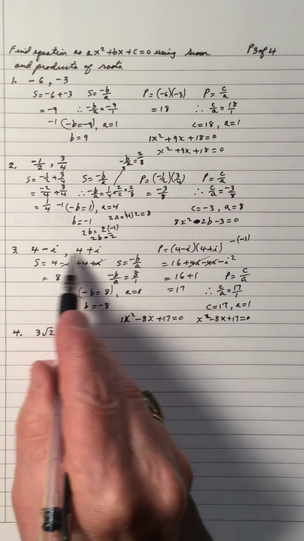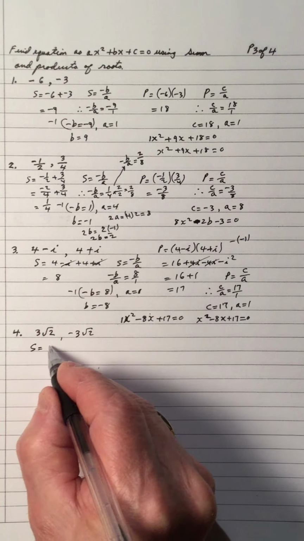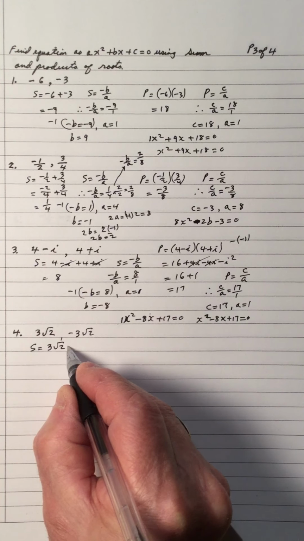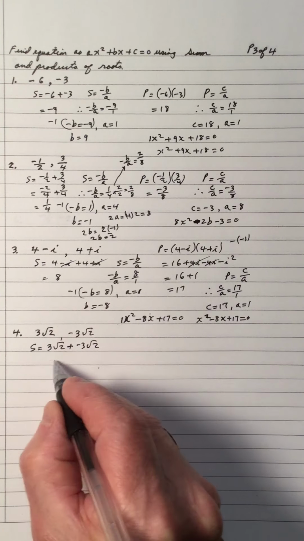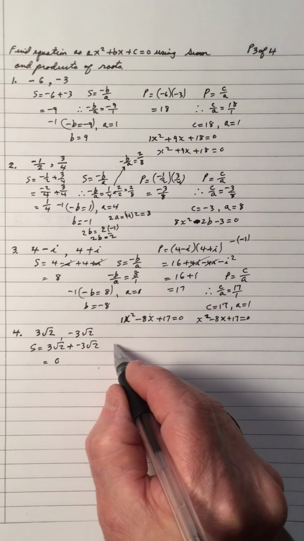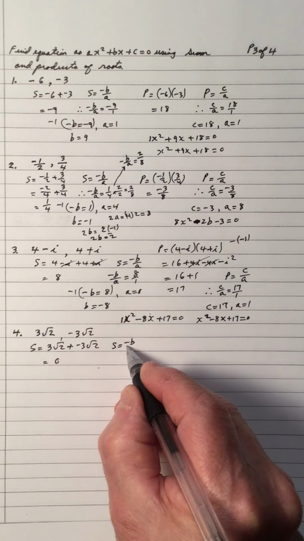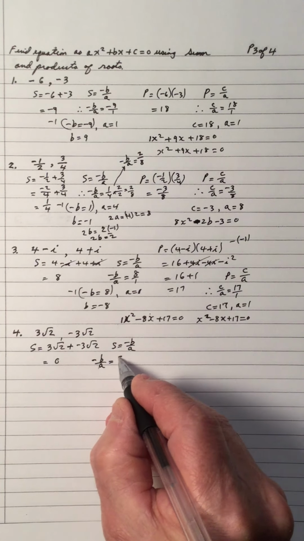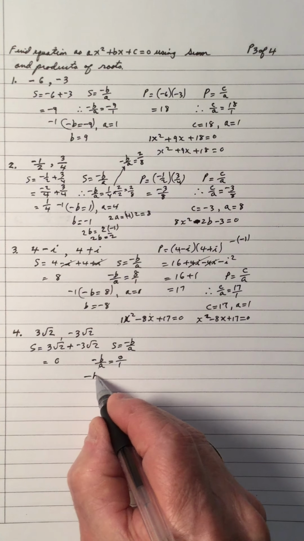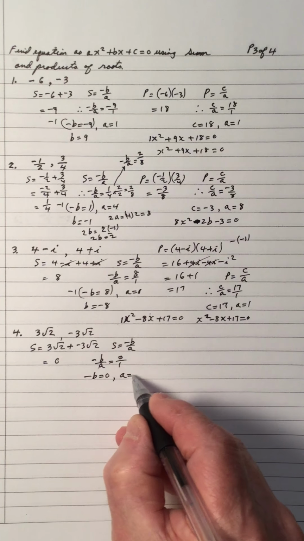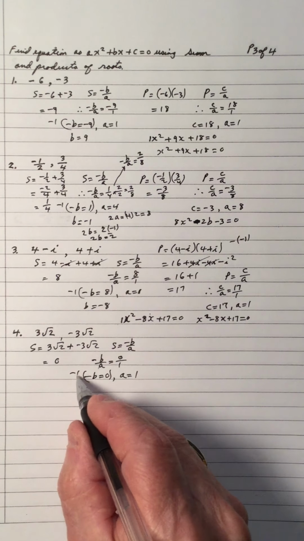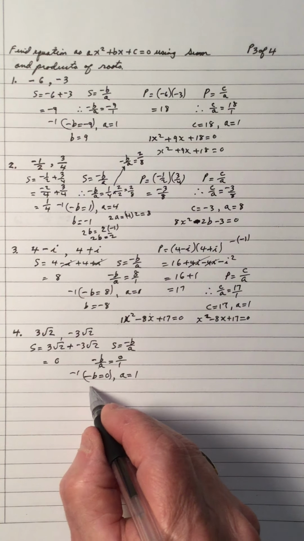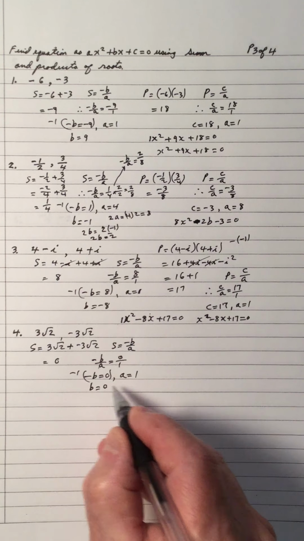And number 4, 3 root 2. The conjugate is a -3 root 2 because they're in conjugate pairs. So the sum of the roots is 3 root 2, add on negative 3 root 2. That gives you 0. So the sum of the roots is negative b over a. And so negative b over a equals 0 over 1. Negative b equals 0. A equals 1. So multiply by negative 1. Negative 1 times negative b is b. Negative 1 times 0 is 0.